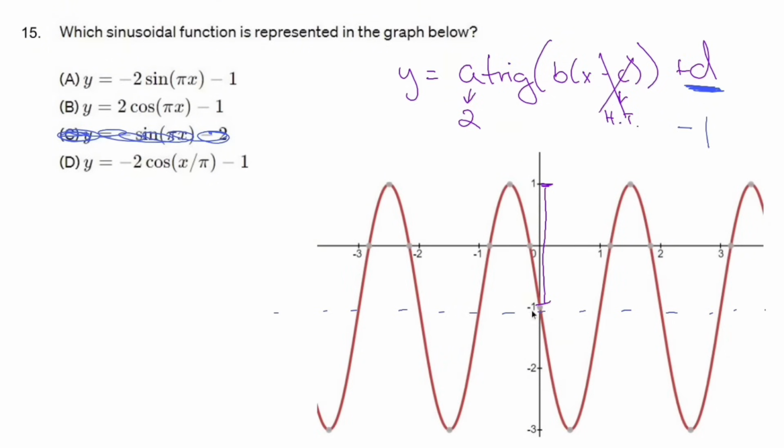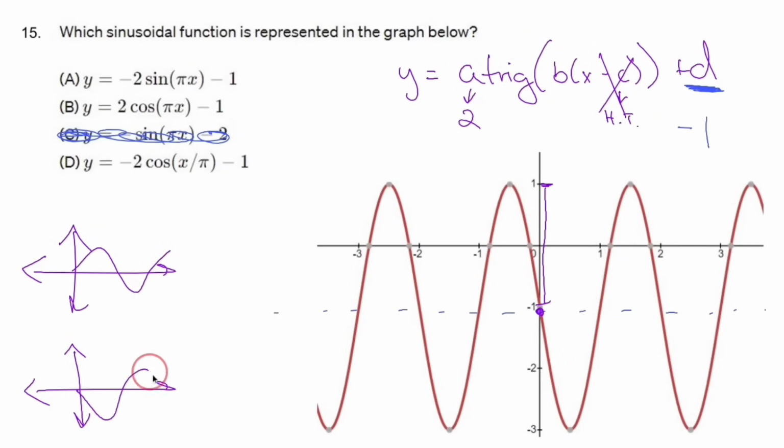So basically I'm starting right there and working my way down. Now regular sine, when graphed, looks like this. This is the flipped version of it, where it looks like that. So if this is regular sine, then this is going to be negative sine. So the answer's got to be A.